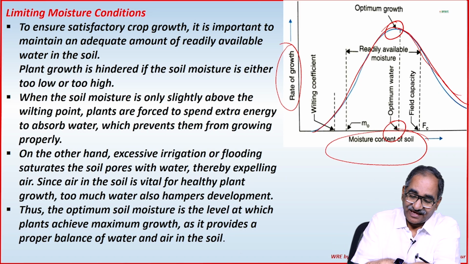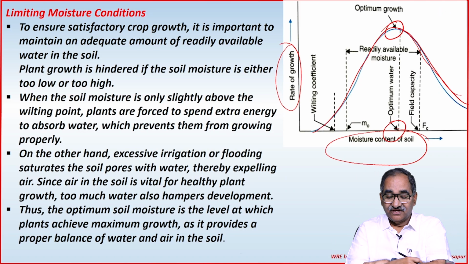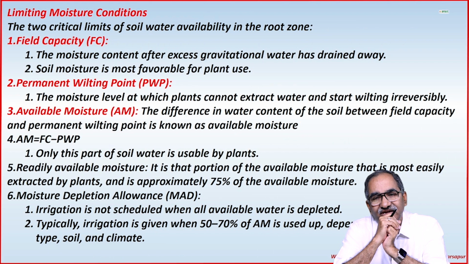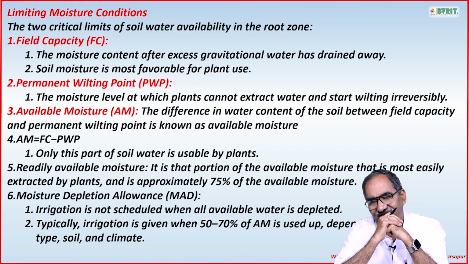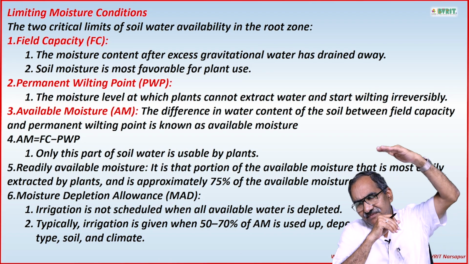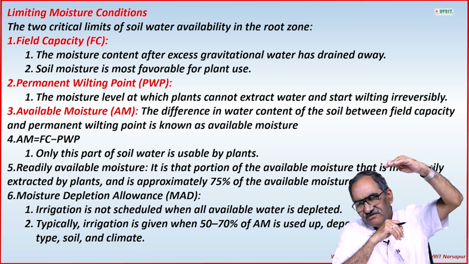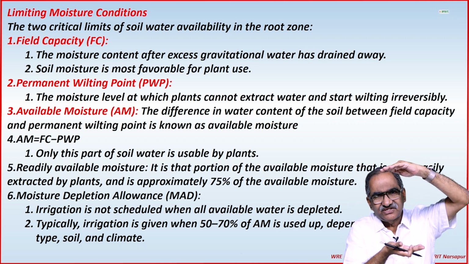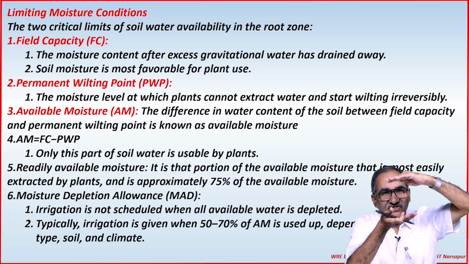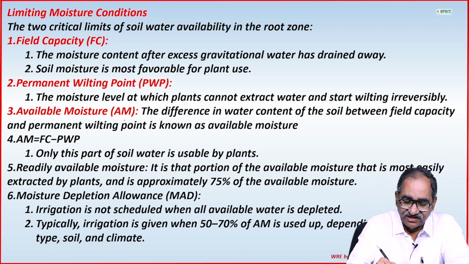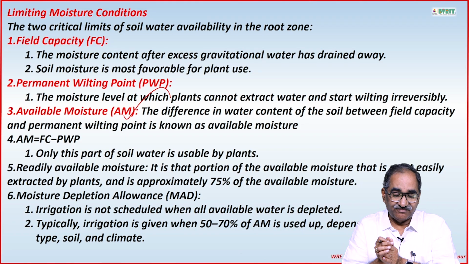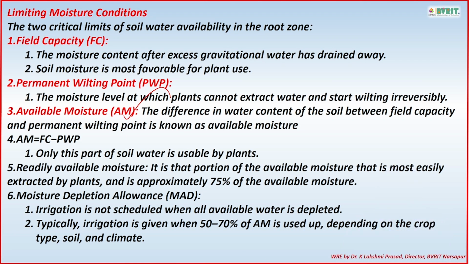The same thing is explained in words, which you can read. There are two critical limits for limiting moisture conditions in the soil water availability in the root zone. The first one, which I mentioned, is the upper limit, always field capacity. What is the lower limit? I mentioned it as the permanent wilting point. So field capacity minus permanent wilting point is the available moisture. This is what I have repeated a number of times. Out of this, approximately 75% is the readily available moisture.